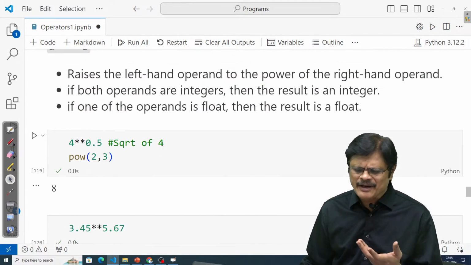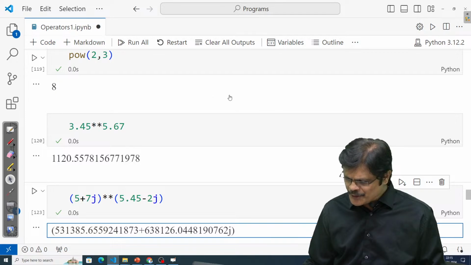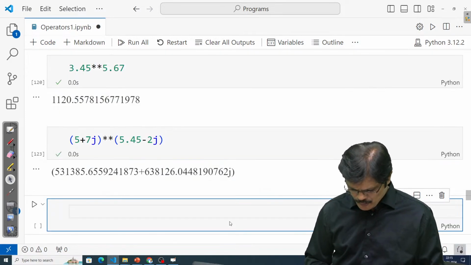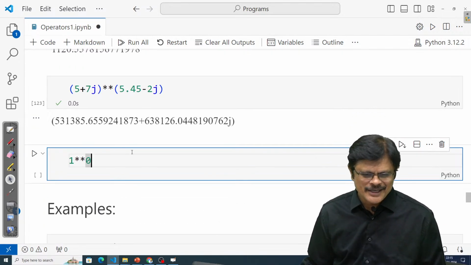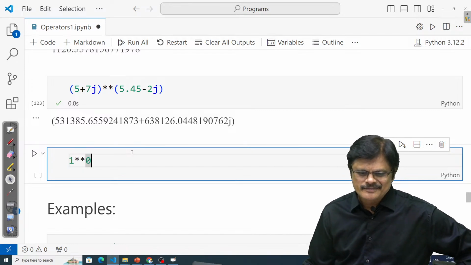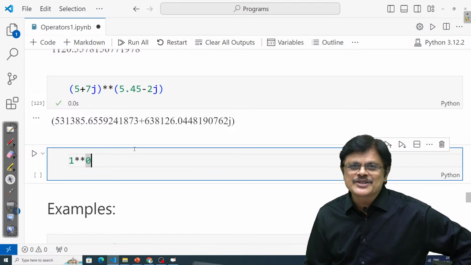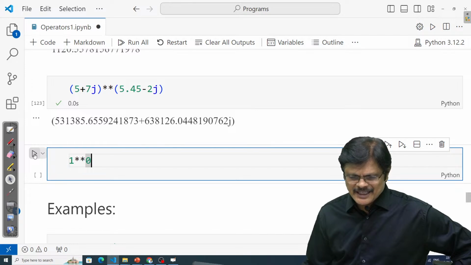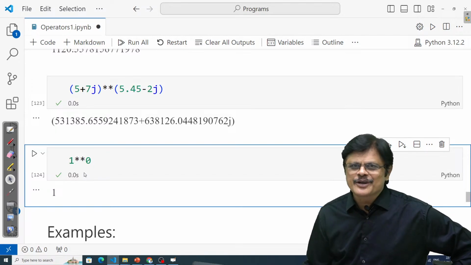It is a simple story. If you raise it to the power of some number, what is the result you are going to get? Now please tell me, I want you to tell me this answer. What is 1 power 0? Any finite number power 0 is 1 only, na? So you can expect that answer, sir. 1 power 0 is 1. Any finite number power 0 is 1, that can be expected, sir.